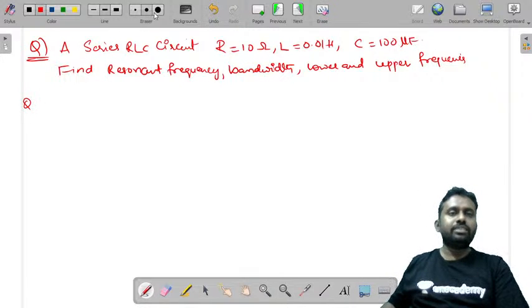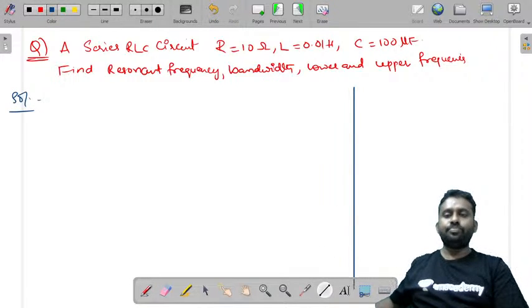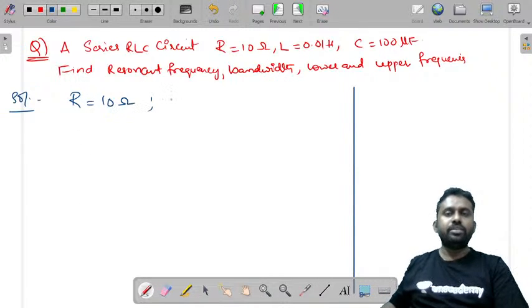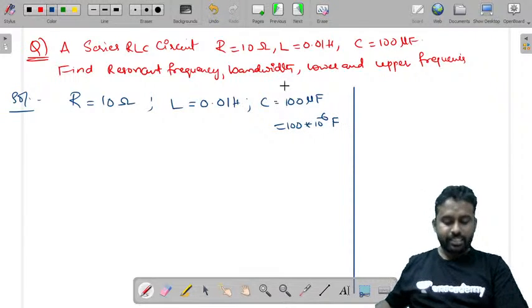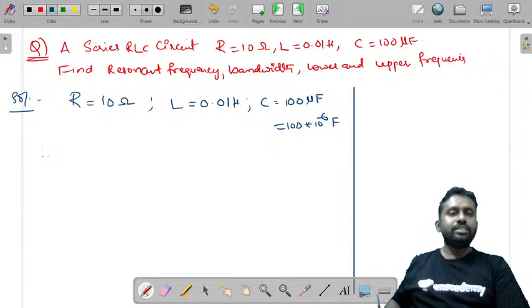So the question is given like this, and you need to solve this with a solution. So let's consider the expressions for each. First you need to write the values. R is given, L is given as 0.01 Henry, and C is given as 100 microfarad, or 100 into 10 power minus 6 farads.